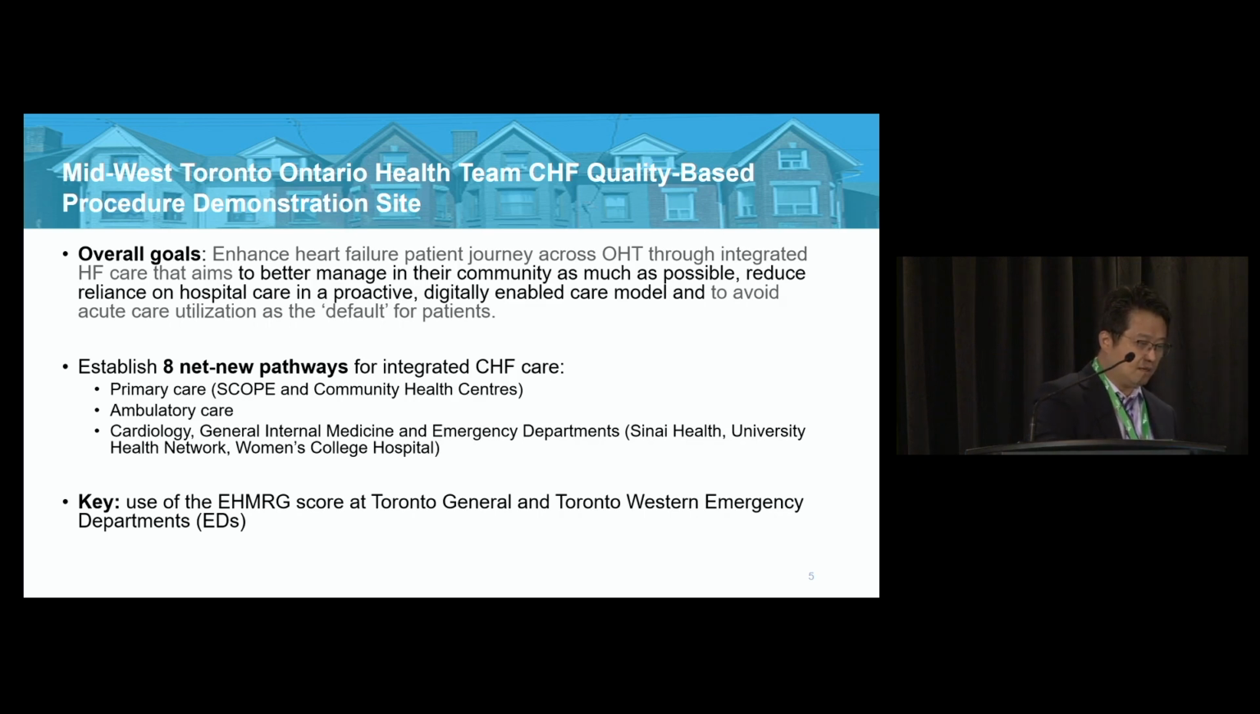At our hospital, we are implementing this same strategy in a quality QBP demonstration project. We took this strategy, applied for funding to Ontario Health, and it is a demonstration project. It is part of several pathways that involve primary care, ambulatory care, cardiology, general internal medicine, and emergency departments at Sinai Health, University Health Network, and Women's College Hospital. A central part of this is using the risk score to help doctors decide what to do with the patient, to supplement their decision making, not to replace their decision making.